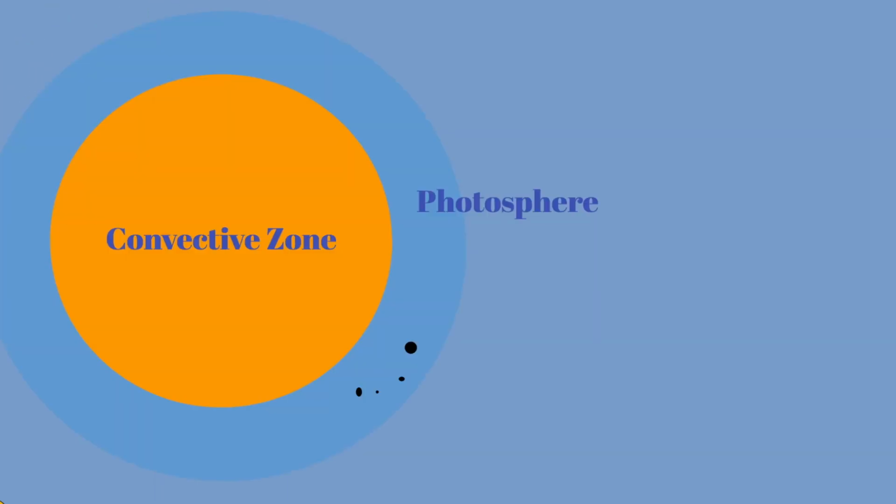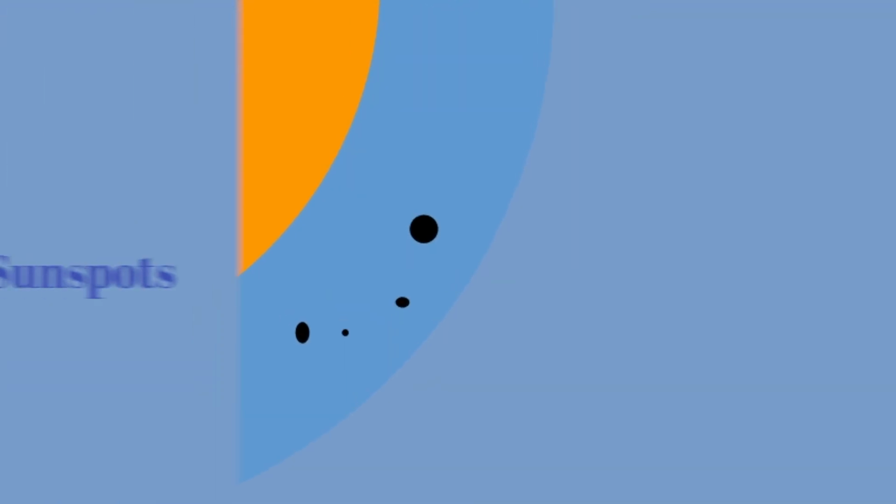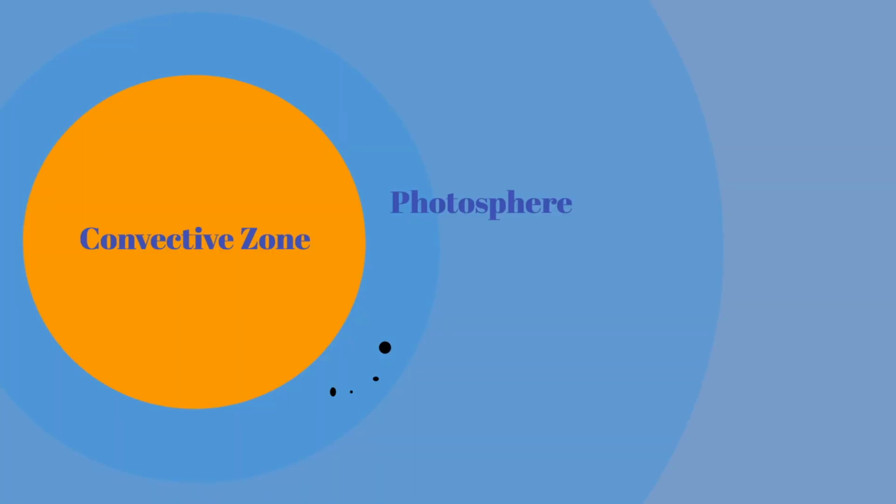Besides, on the surface of the photosphere, there are temporary dark spots called sunspots, which are regions of the solar surface with a lower temperature that occur during intense electromagnetic activity, and when that energy is released, a coronal mass ejection erupts from this spot.